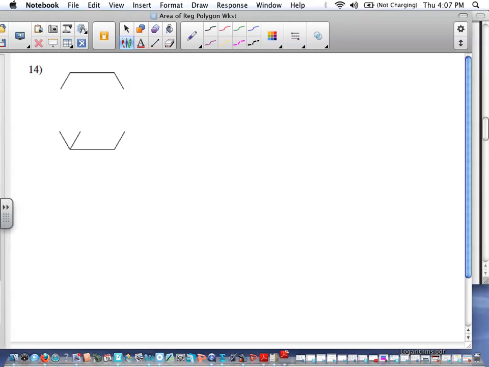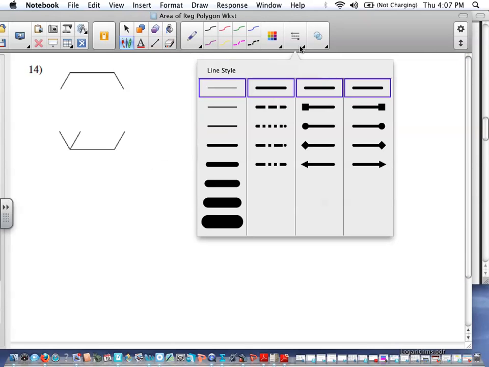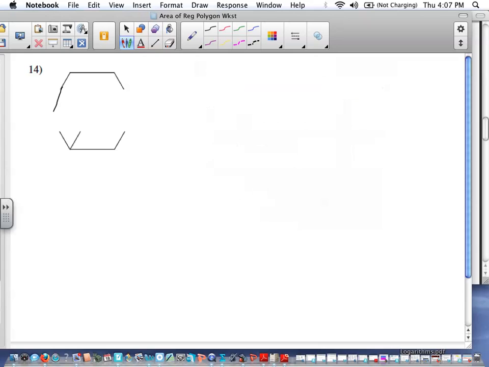Number 14, actually we'll try finishing this off. I don't think that's what it looks like. Okay, so I think this is a hexagon. Very sorry looking hexagon at this point.